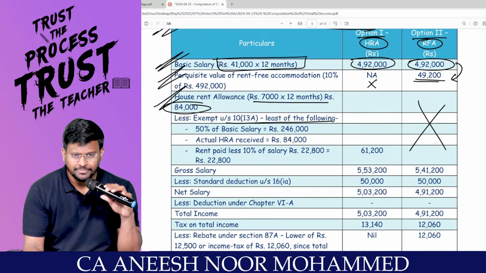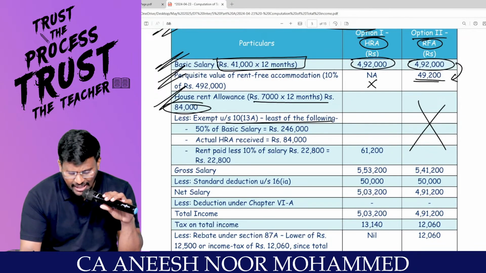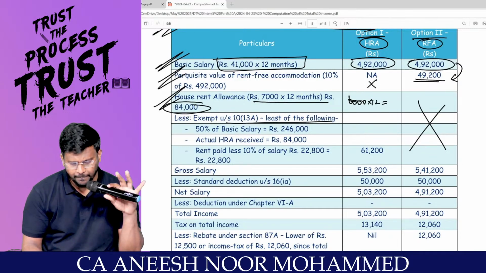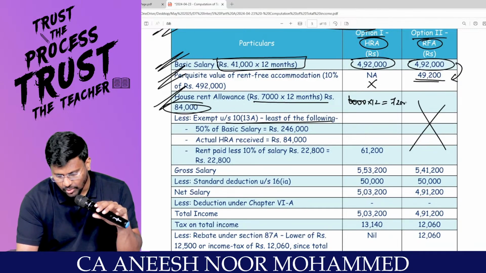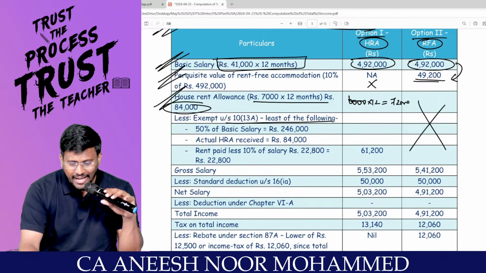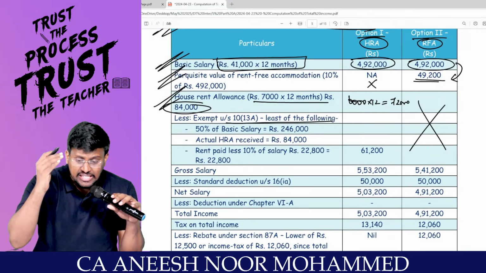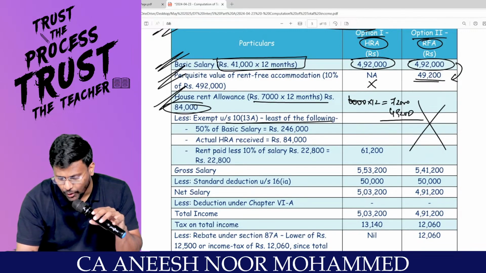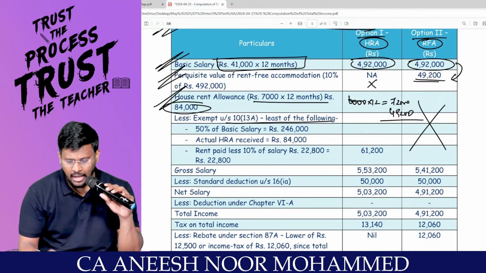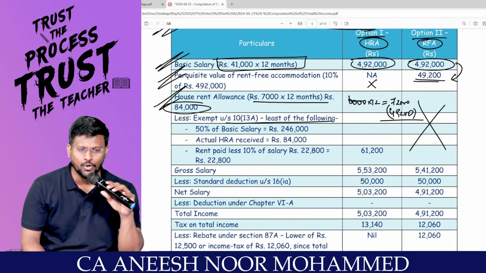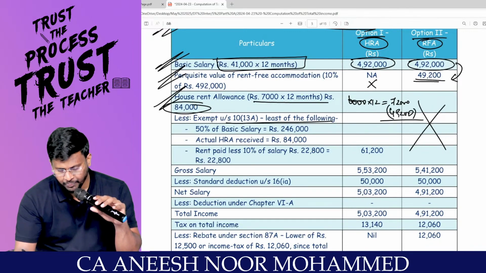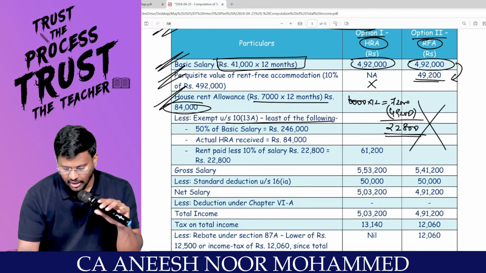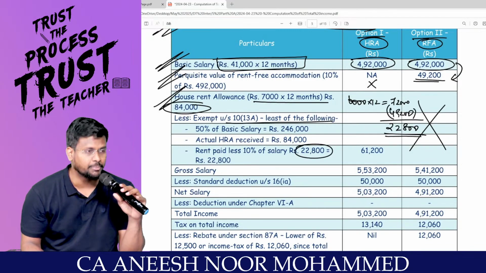What is the rent really paid? 6,000, correct? Into 12, 72,000, right? I have to take rent paid in excess of 10% of salary. The 10% of salary is 49,200. Am I right? 72,000 minus 49,200 comes to 22,800, which is the rent paid in excess of 10% of salary.